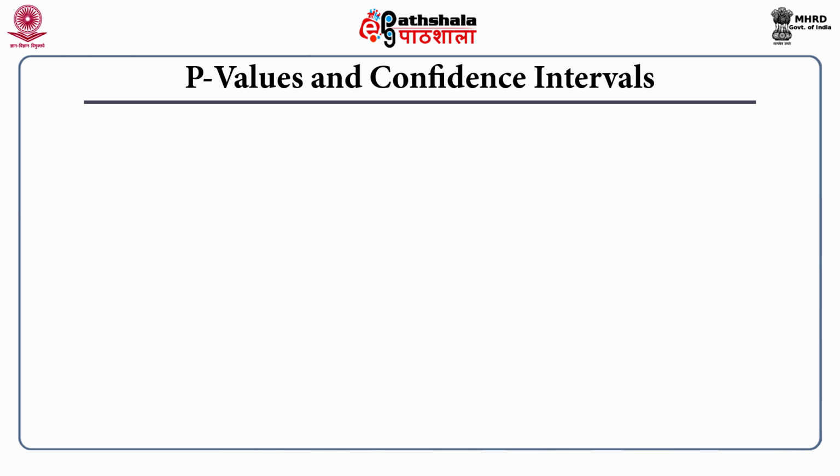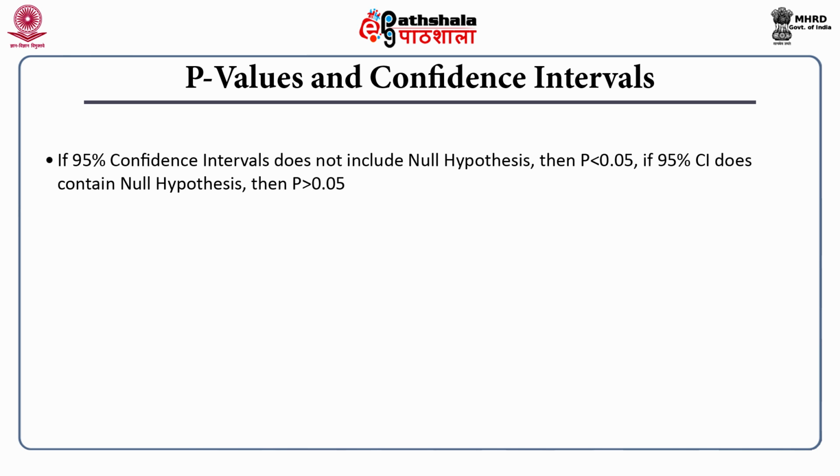Now there is a connection between p-values and confidence interval, and as I told you earlier also, confidence interval is a better way to express the estimate of a population. It is much better to use the confidence interval than the p-value to say how confident you are in your estimate. So if the 95% confidence interval does not include the null hypothesis, then the p-value should be less than 0.05. If the 95% CI does contain the null hypothesis, then the p-value must be more than 0.05. So that is a good way of approximating.